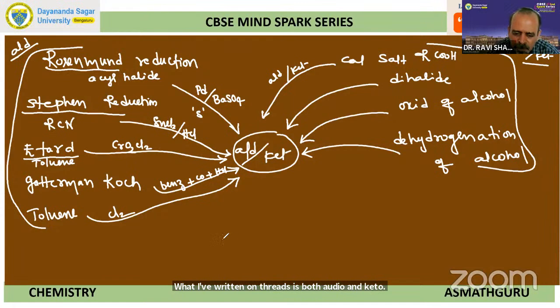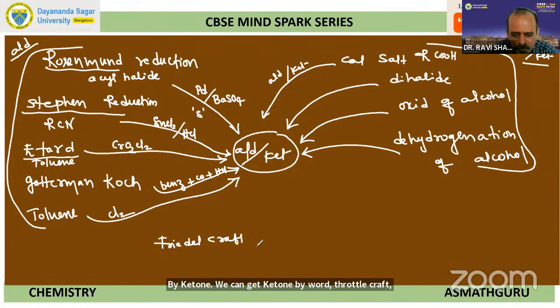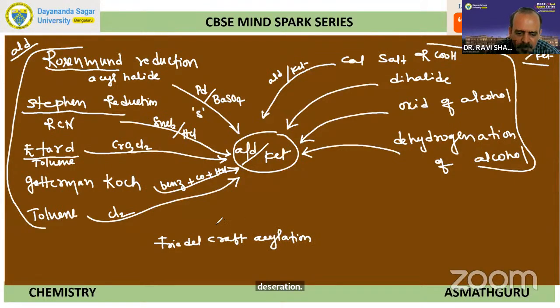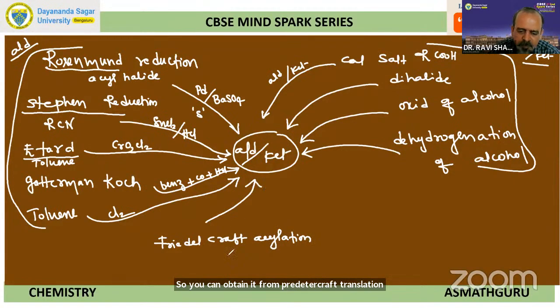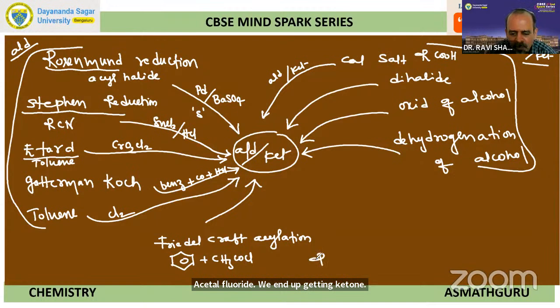So how to get a ketone? We can get ketone by Friedel-Crafts acylation. You take benzene and treat it with acetyl chloride, we end up getting ketone. We can obtain it from cyanide also. From cyanide also we can get a ketone.